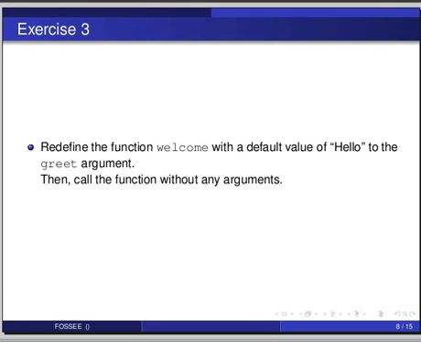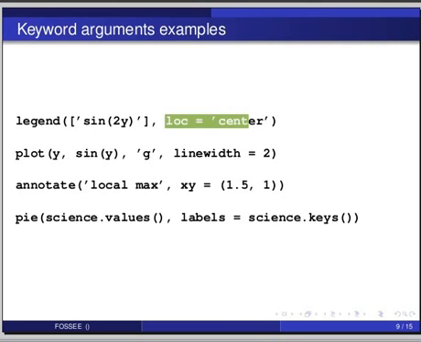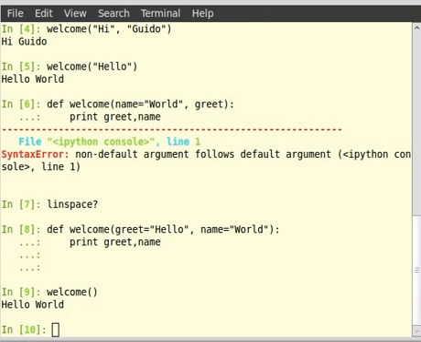When you are calling functions in Python, you need to remember the order in which to pass the arguments. Instead, you can use the name of the argument to pass it as a value. This slide shows a few function calls that use keyword arguments. That is, loc, linewidth, xy and labels are being called the keyword arguments.